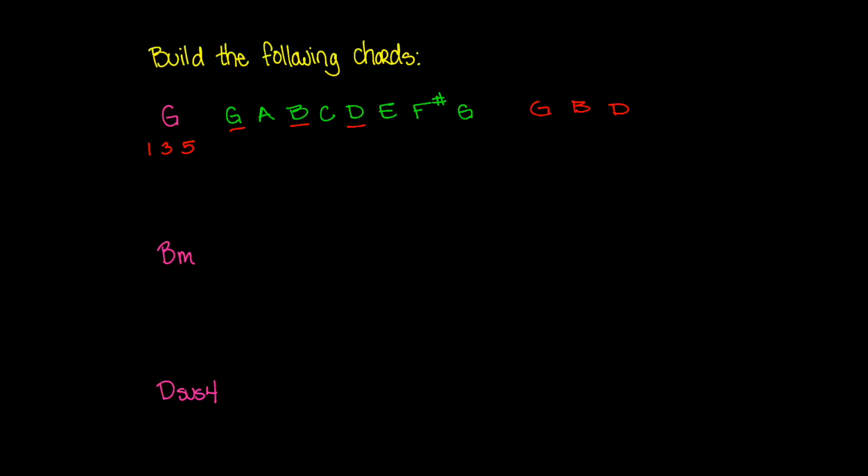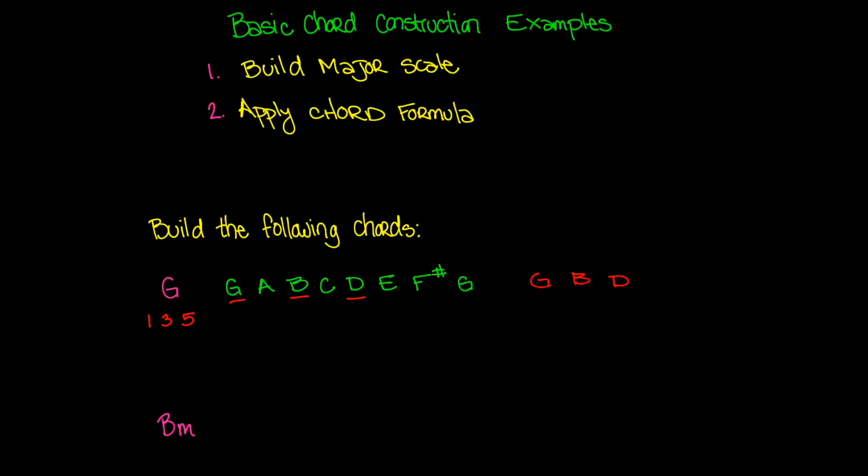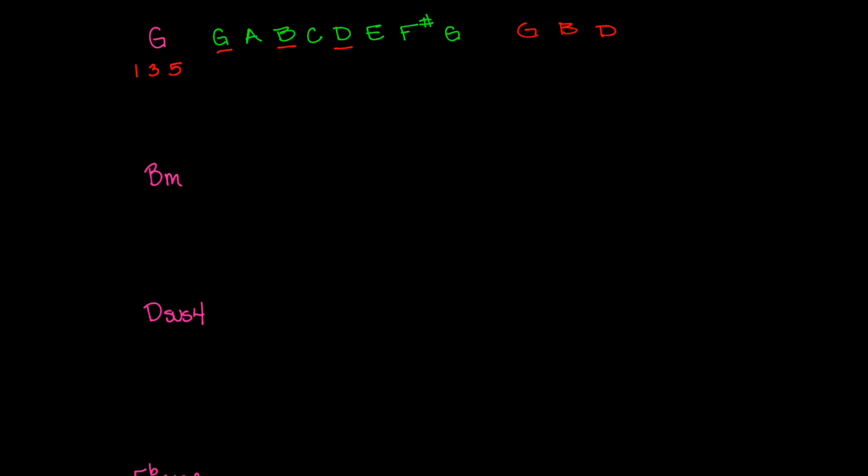Now let's look at a B minor chord. How do we do that? Remember that our first step is to build what? The major scale. That's really important. So don't build the minor scale. So B major: B, C sharp, D sharp, E, F sharp, G sharp, A sharp, and B. So here's our B major scale.